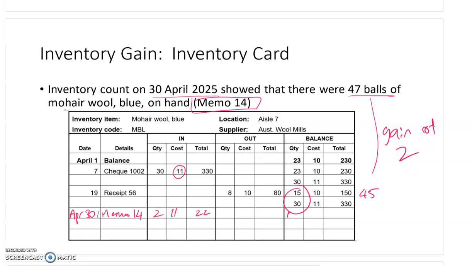So we still have 15 units at $10, total value of $150, and now we have 32 at $11. And if we put that in our calculator, 32 times 11 is $352. So there we now have 47, which is what we counted. So our inventory card is accurate. It faithfully represents the fact that we have 47 balls of blue mohair wool on the shelf.